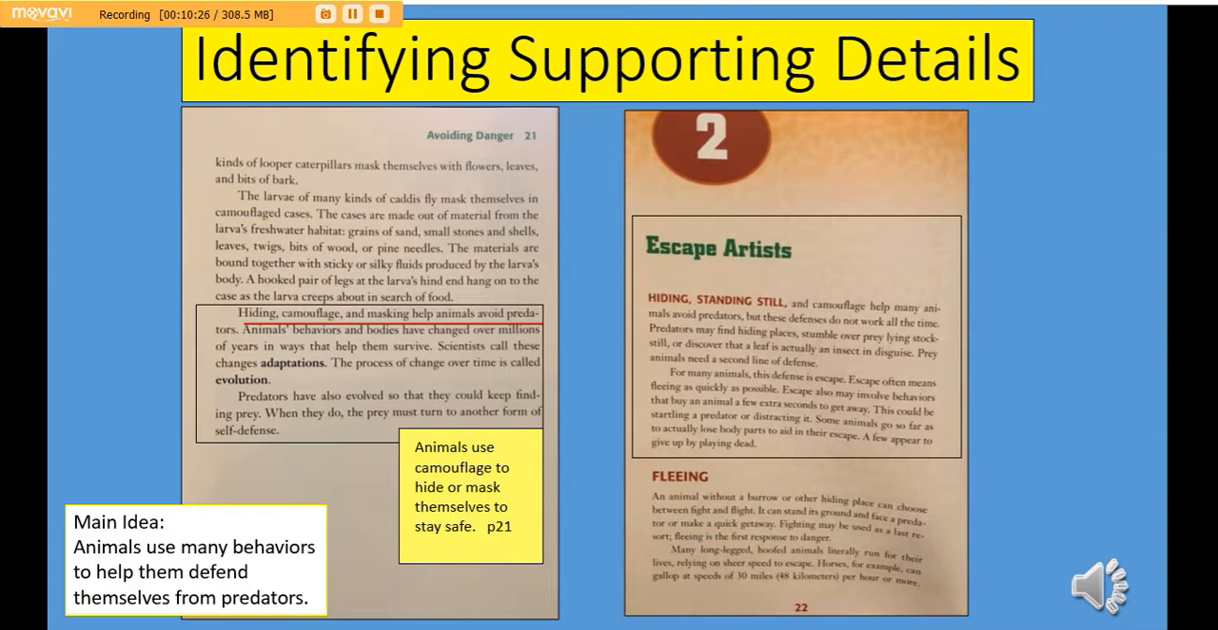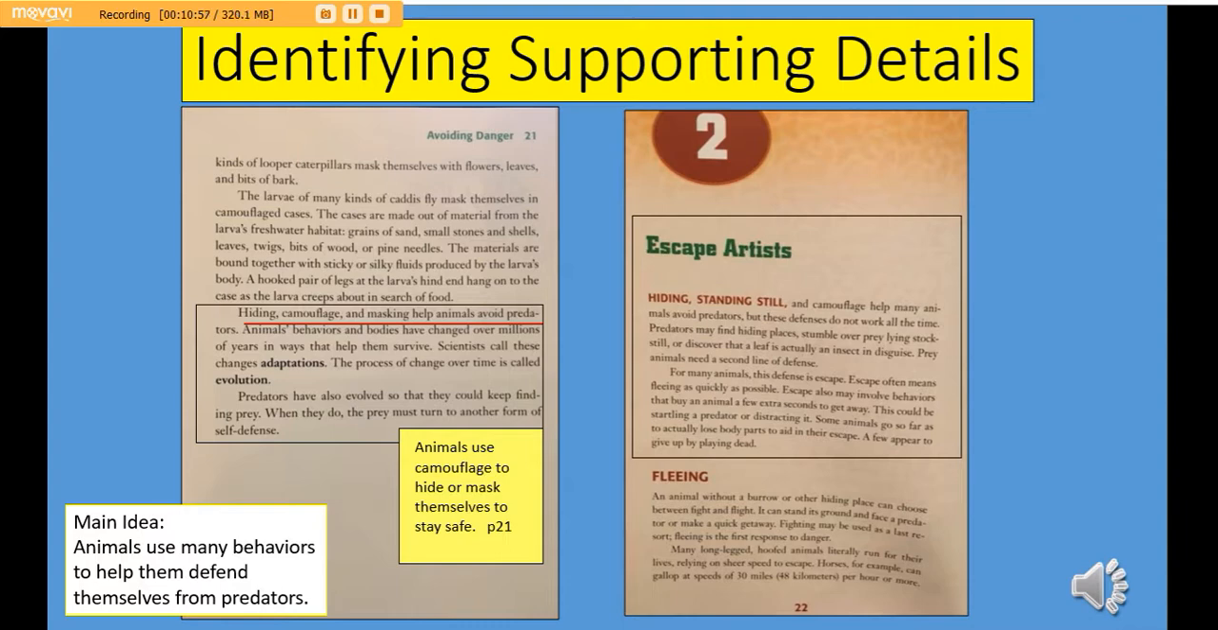For many animals, this defense is escape. Escape often means fleeing as quickly as possible. Escape may also involve behaviors that buy an animal a few extra seconds to get away. This could be startling a predator or distracting it. Some animals go so far as to actually lose body parts to aid in their escape. A few appear to give up by playing dead.